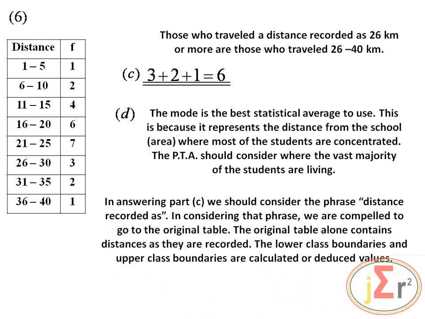In answering part C, we should consider the phrase distance recorded as. That is very important. Recorded as. In considering that phrase, we are compelled to go to the original table. The original table alone contains distances as they are recorded. The lower class boundaries and the upper class boundaries are calculated or deduced values. So we need to go back to the original table.